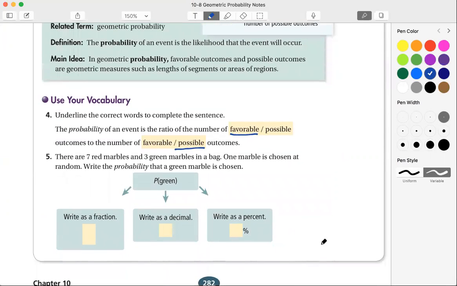Here's an example. If there are 7 red marbles and 3 green marbles in a bag, and 1 marble is chosen at random, what is the probability green is chosen? We first find green. There are 3 green out of a total of 10. As a decimal, it's 0.3, and as a percentage, it's 30%.